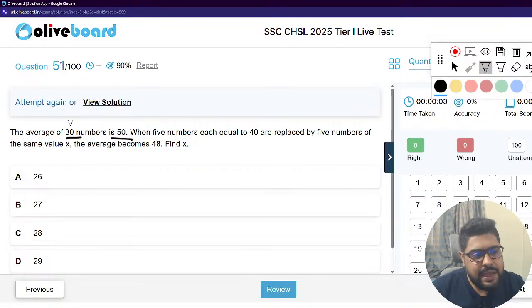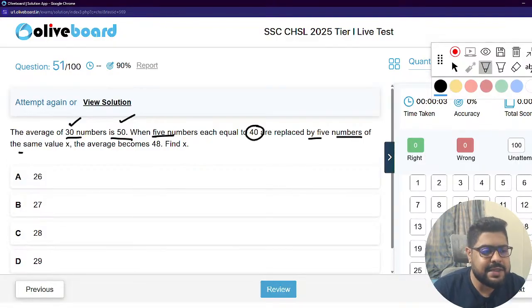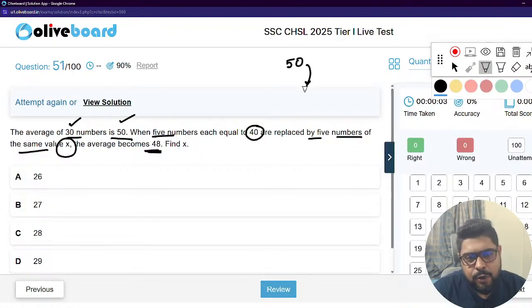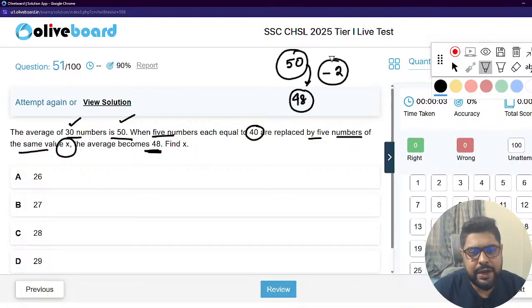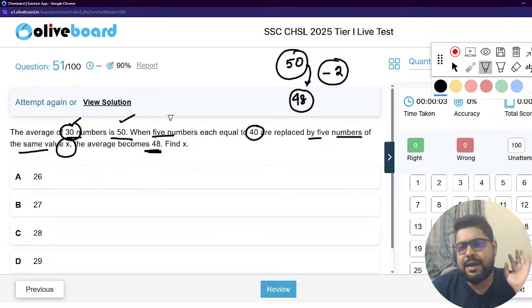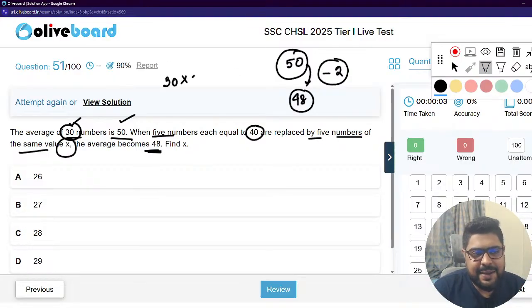Average of 30 numbers is 50. 5 numbers each equal to 40 are replaced by 5 numbers of the same value x. The average becomes 48. The average was 50, it dropped to 48, meaning it dropped by 2. Of 30 numbers, the average has dropped. So what is the net drop? The net drop will be 30 times 2, that is 60.